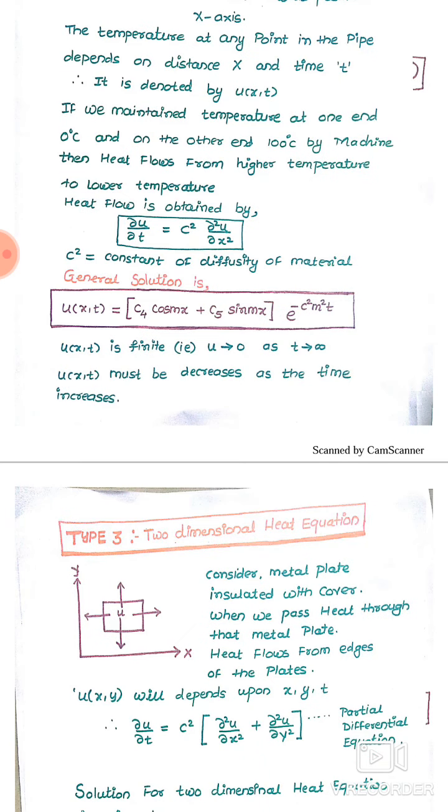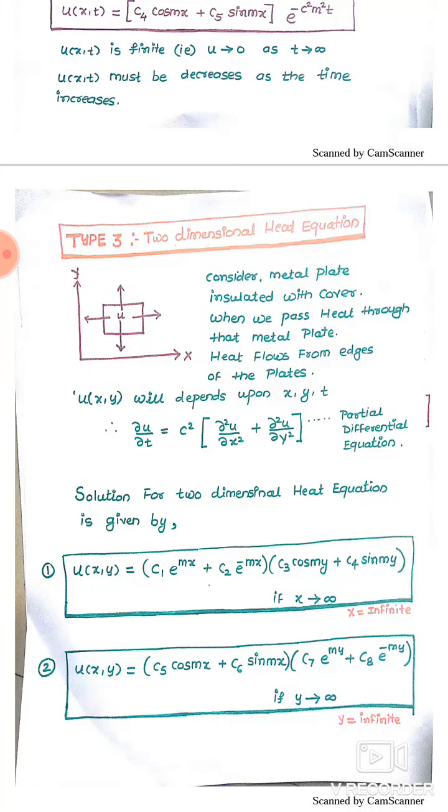Let's see type number 3. Type number 3 is the two-dimensional heat equation. For the one-dimensional heat equation, we considered a pipe. For the two-dimensional heat equation, we are going to consider a metal plate. In this method, we consider the metal plate insulated with a cover.